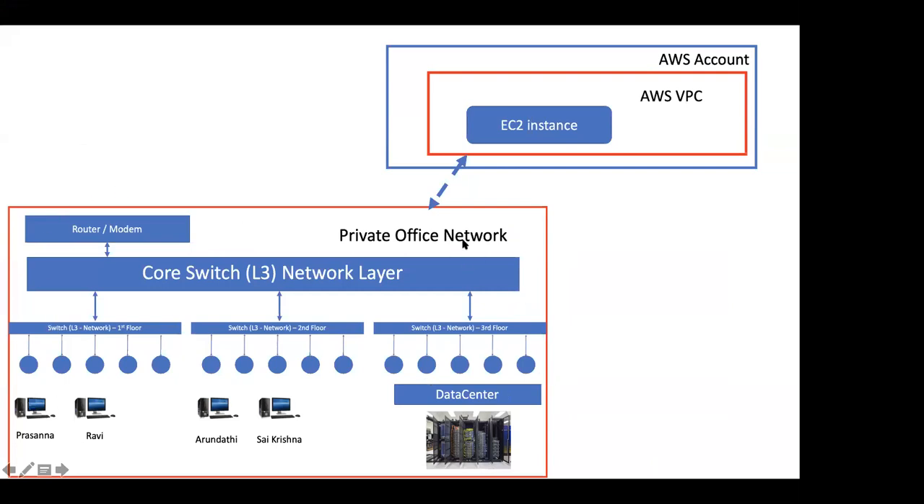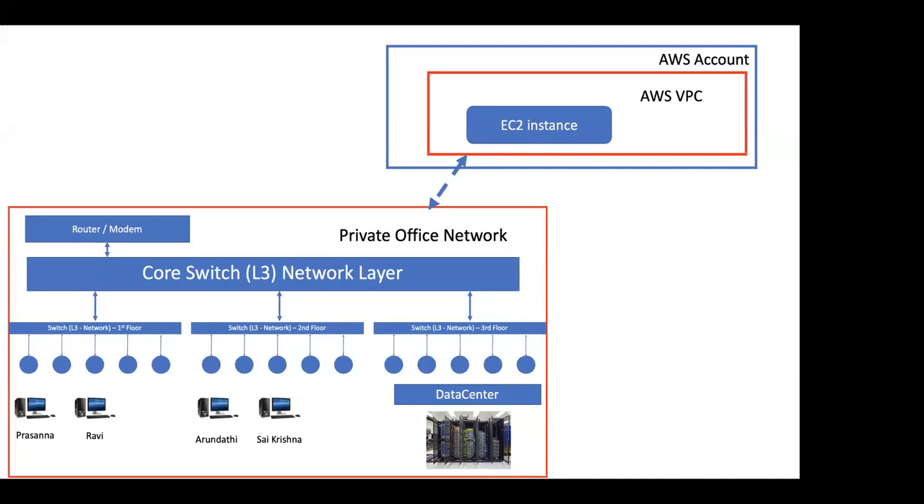What is an IP address? An IP address is a unique address given to each endpoint. In this case, what are the endpoints? Prasanna, Ravi, Arundhati, Sai Krishna's laptops or desktops are all endpoints. Similarly, in a data center you will have servers running, and each server will have an IP address allocated to it, so that all these clients would be able to connect to the servers. That's the client-server model, correct? So that's the IP address concept, where an IP address is a unique representation of a device that is connected to the network.